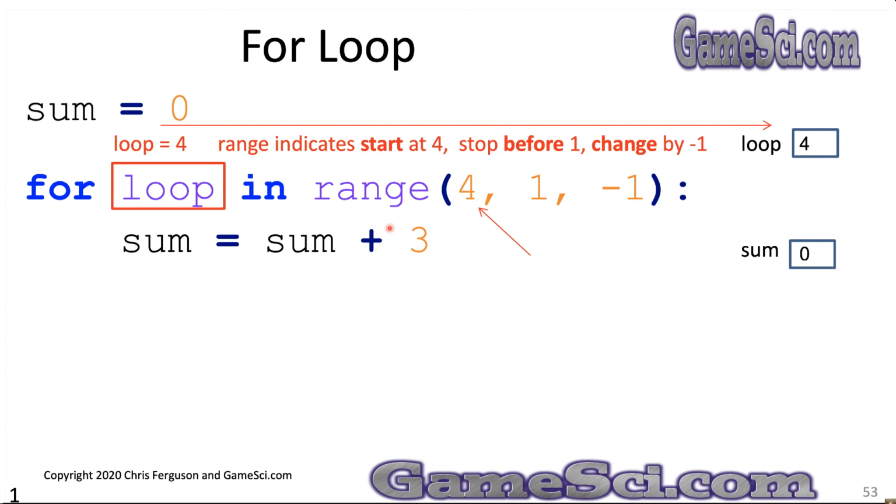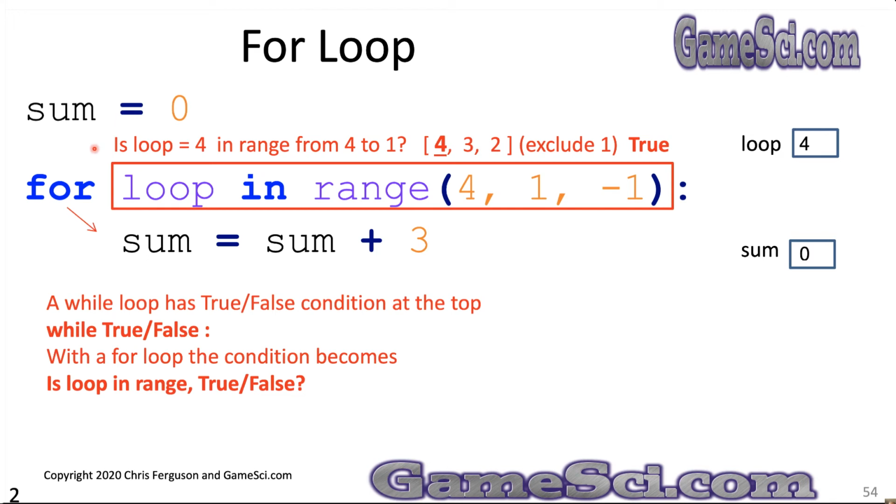The range function in Python is very powerful. It can do a range over any sequence of numbers you want. We're going to say range indicates start at 4, stop before we get to 1, and every time change the range by -1. So this says don't add 1 to the range every time through the loop. Subtract 1 from the range every time through the loop. We'll start our loop at 4, and you can see a 4 shows up in the loop variable here.